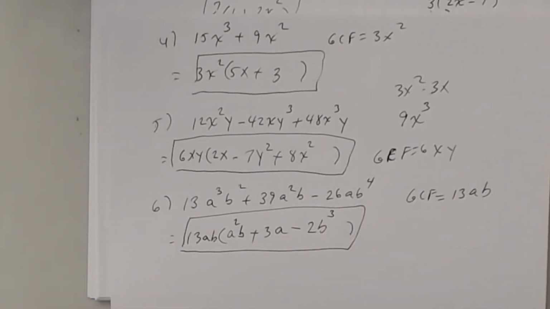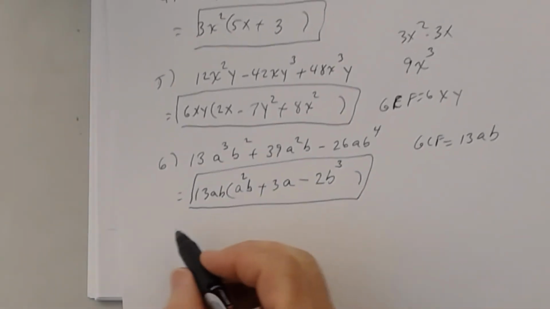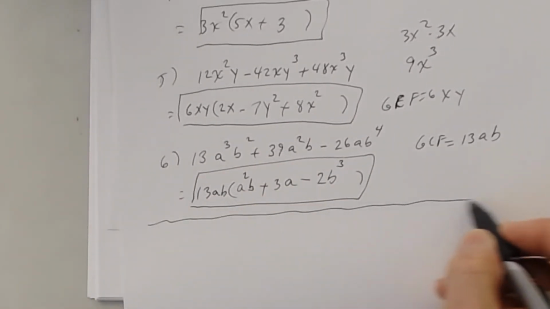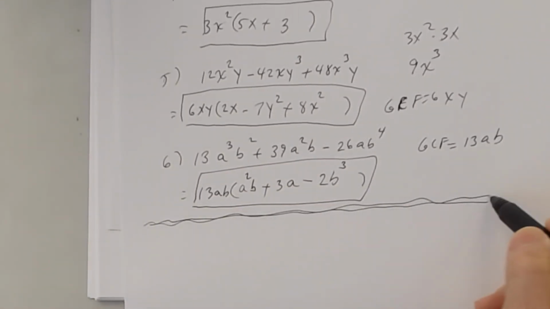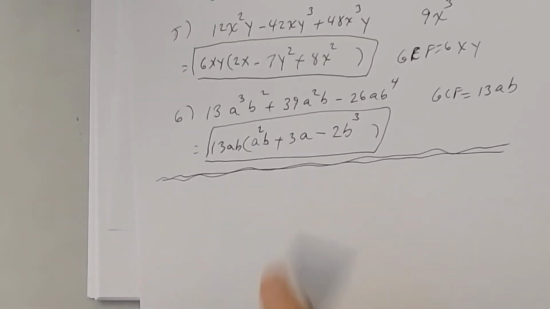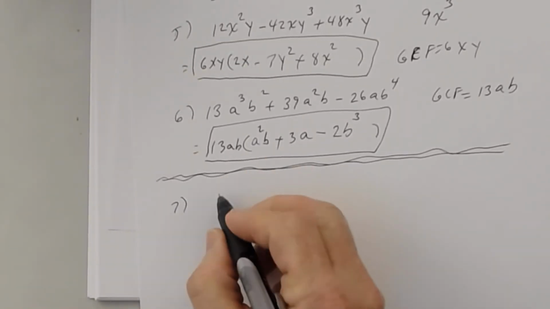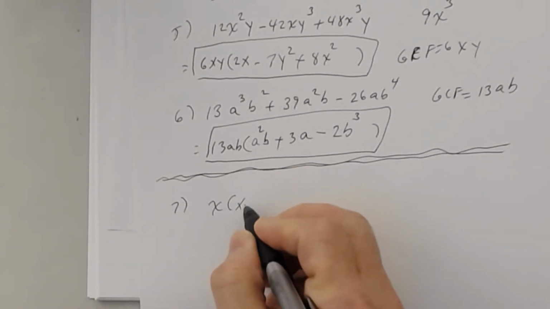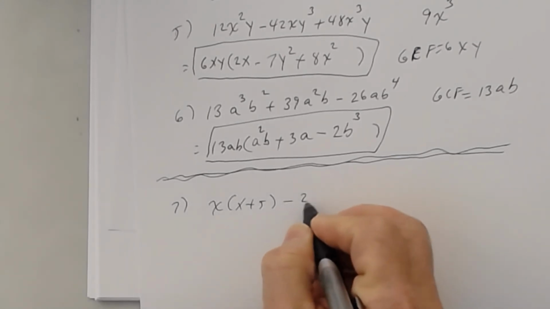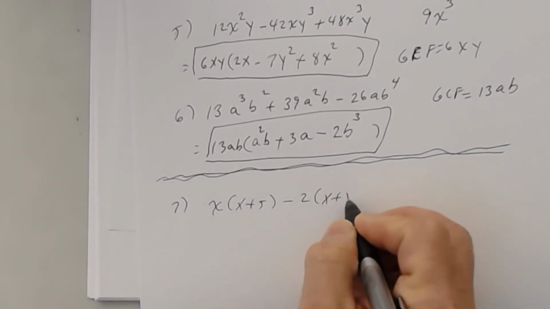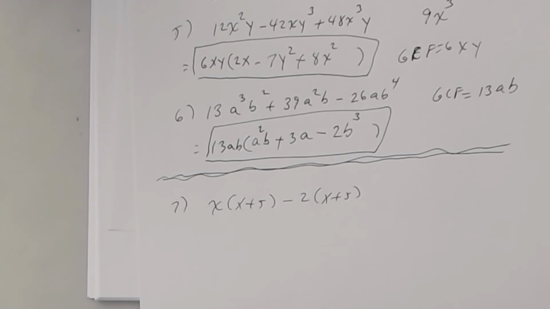Okay. All right. Now, number 7. Before we go on, I'm just going to kind of separate what we did from what number 7 looks like. I'm going to write number 7 down. And the way it's written, go ahead and write it like this. The way it's written is going to be important in a little while when we talk about grouping. So don't let this confuse you.